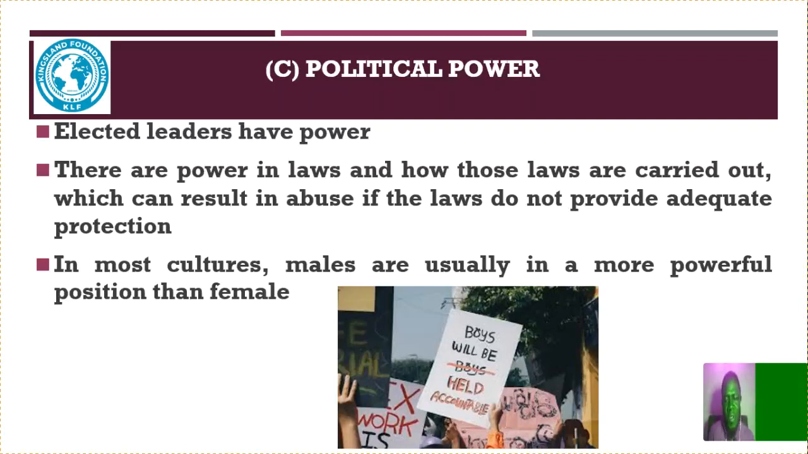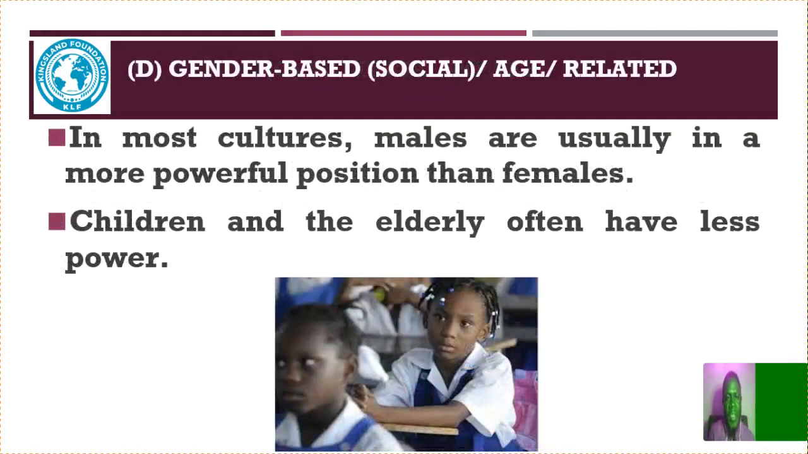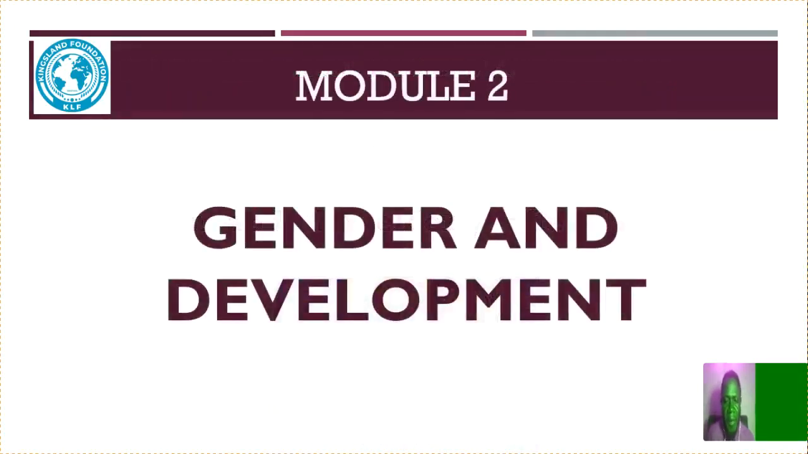Now, in most cultures, males are usually in a more powerful position than females. Usually, that's the norm. So, what about gender-based and age-related power? In most cultures, males are usually in a more powerful position than females, like I said, and children and elderly have less power. That is all about gender-based violence.